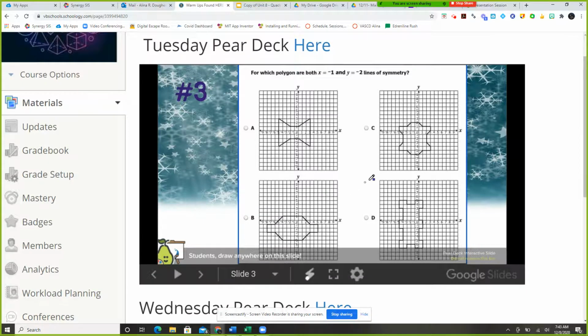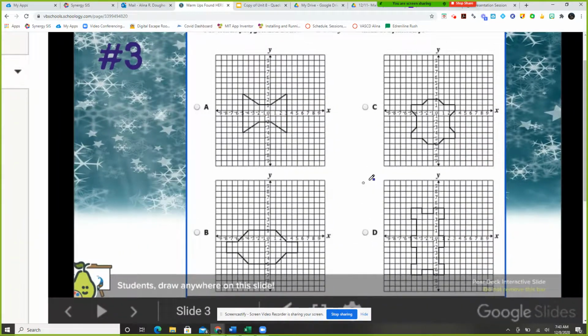So x equals -1. When x equals -1, we're going to go to that -1 and we're going to make a vertical line here. X equals -1. X equals -1 definitely does not split this guy in half. There's 2 on this side and 4 on this side. So that's not going to work.